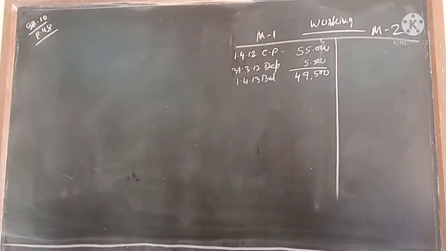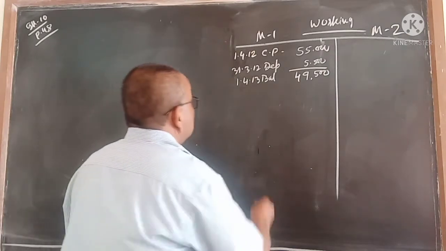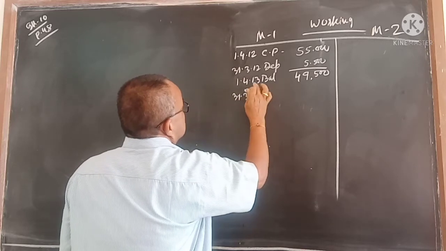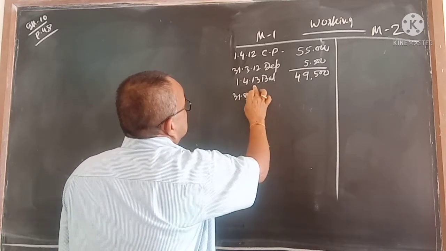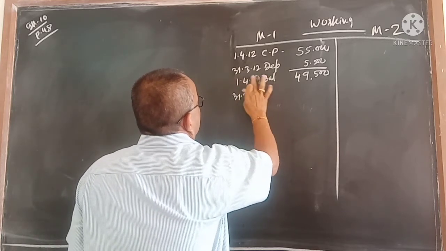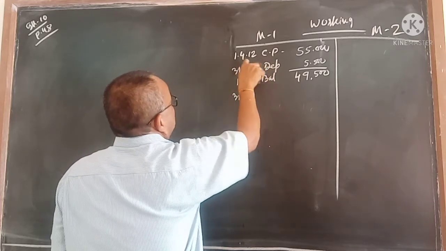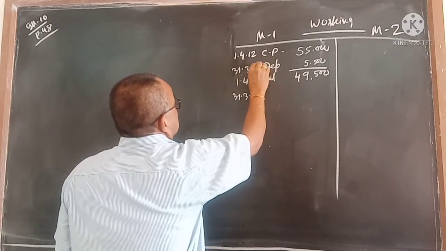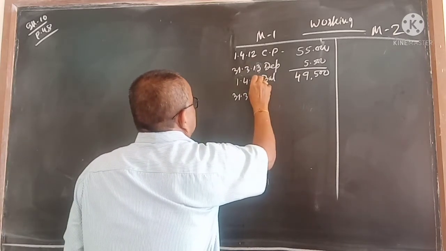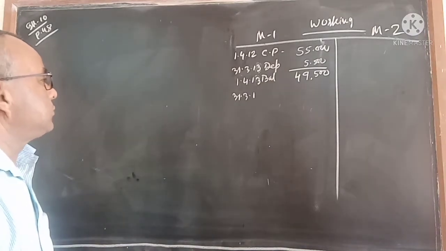And M1 you will do up to 31st 3/15. On 31st 3/15 you have sold the machines. So let me complete the working. 31st 3/13, yes, mistakes I have done. 1/4/12, 31st 3/13, and this is 1/4/13. On 1/4/13 you got the balance of rupees 49,500.